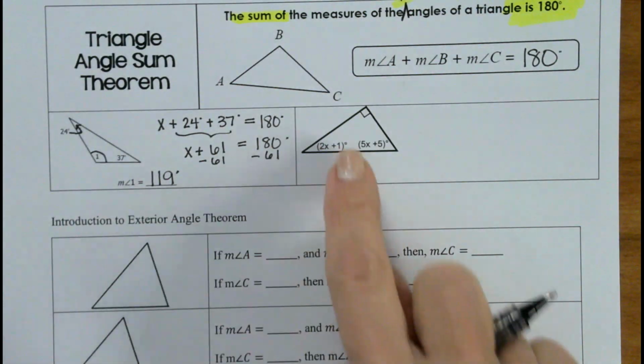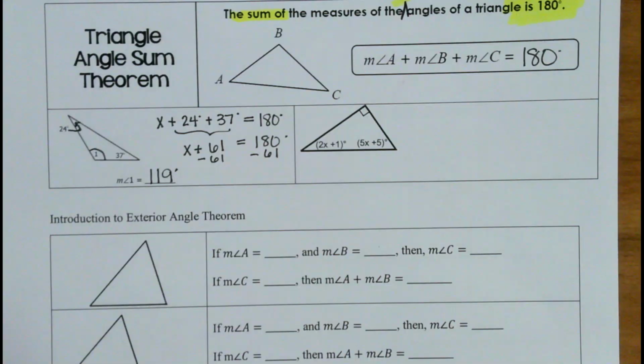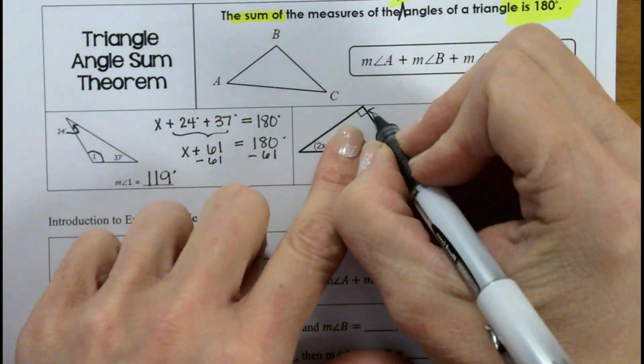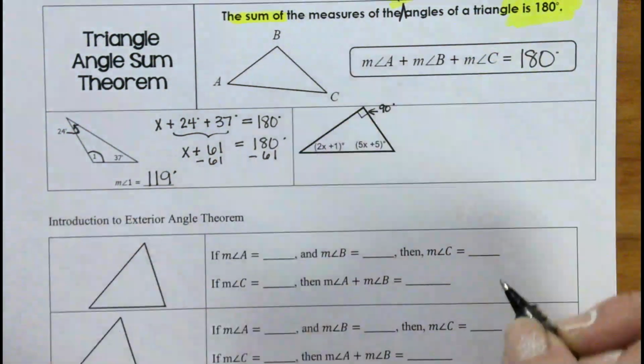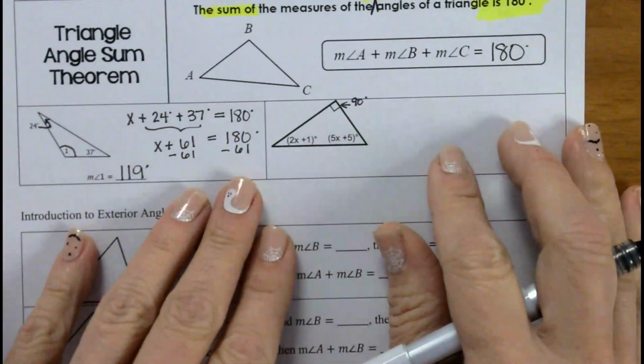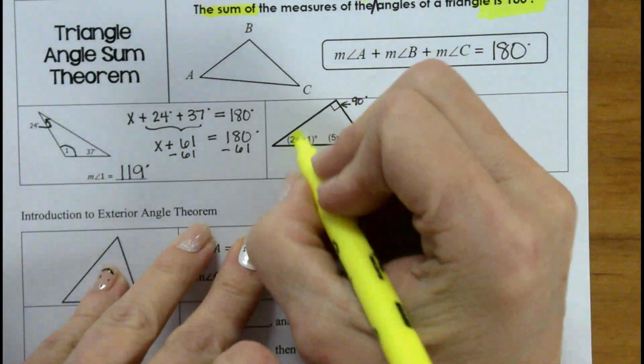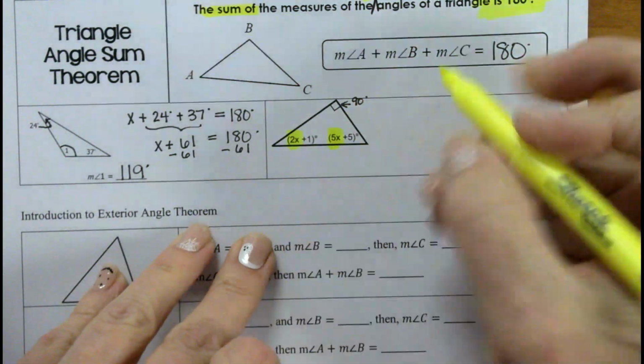Okay, we're going to come over here. We're going to do this one. Ooh, it has some algebra in it. I'm going to show you, again, the little trick I like to do to combine like terms. However, okay, what do you know about that angle right here? That is 90.